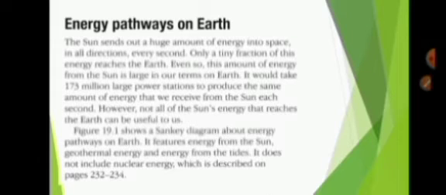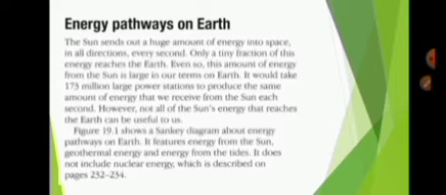Energy pathways on Earth. The sun sends out a huge amount of energy into space in all directions every second. Only a tiny fraction of this energy reaches the Earth. Even so, this amount of energy from the sun is large in our terms on Earth. It would take 173 million large power stations to produce the same amount of energy that we receive from the sun each second. However, not all the sun's energy that reaches the Earth can be useful to us.